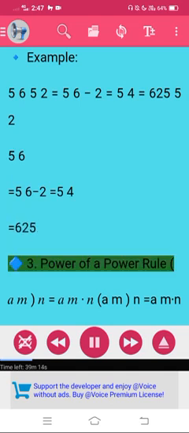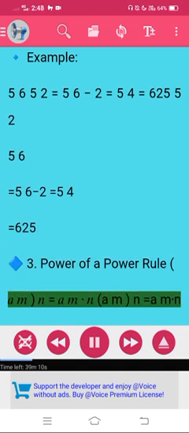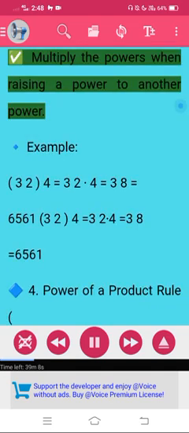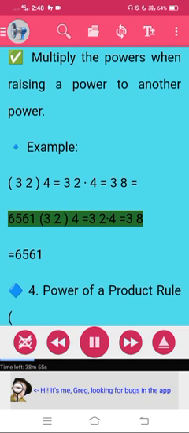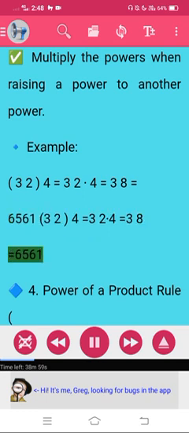3. Power of a power rule: (aᵐ)ⁿ = aᵐⁿ. Multiply the powers when raising a power to another power. Example: (3²)⁴ = 3²ˣ⁴ = 3⁸ = 6561.